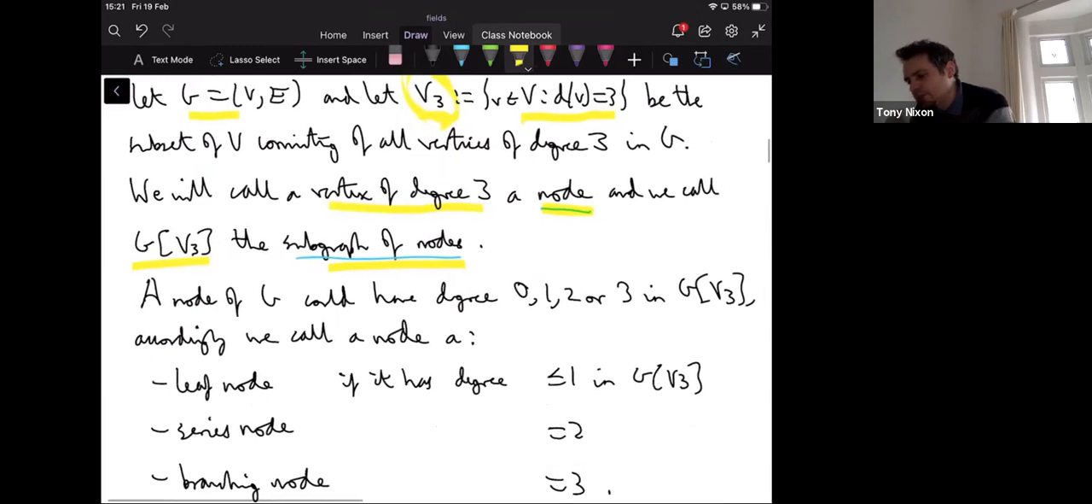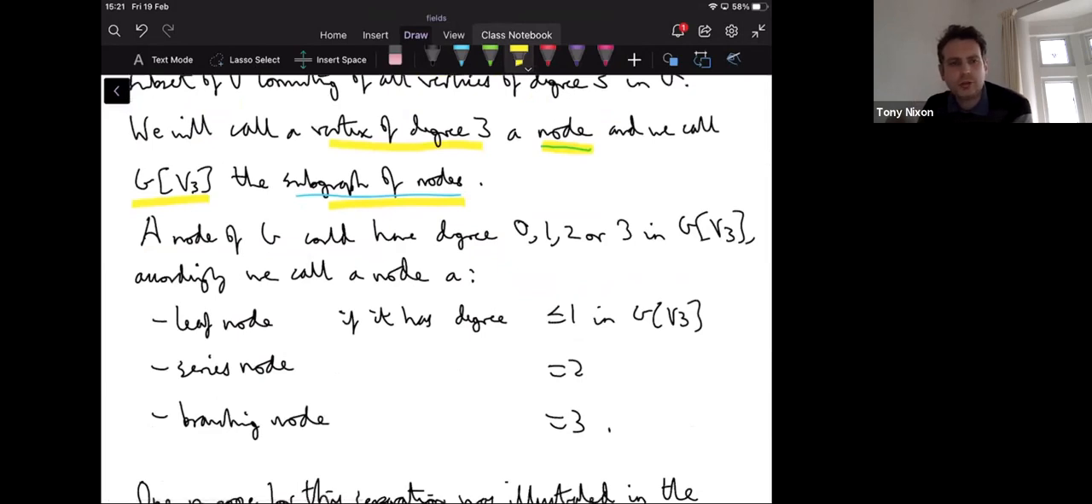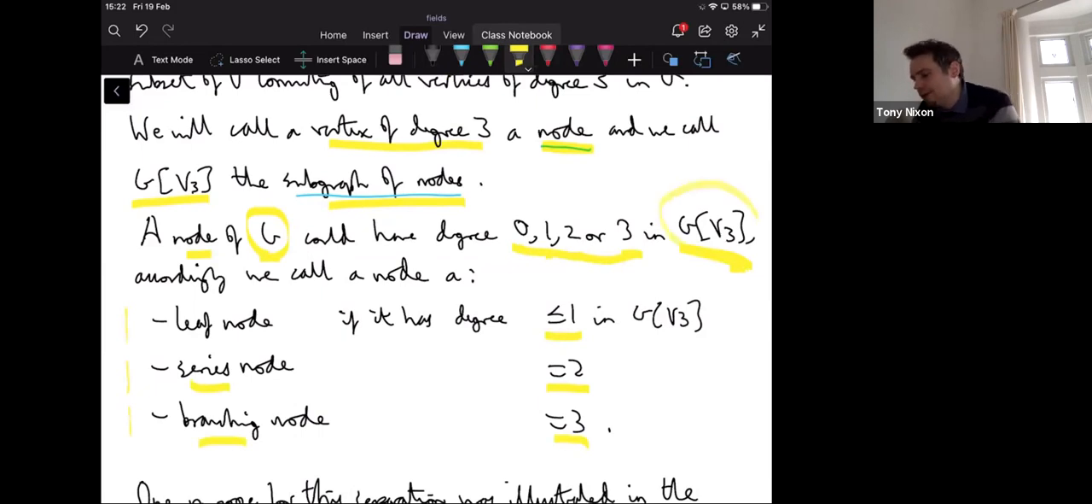And it's also going to be important, and this is motivated by the second example I drew above, that if you think about a node not as a vertex of G, but as a vertex in the subgraph of nodes, then it could have degree 0, 1, 2, or 3. It's got 3 neighbors in G, but how many of those neighbors have degree 3 gives the possible degrees of this node. And so we're going to split into various cases as we go. If the degree is at most 1, then it's a leaf node. If the degree is equal to 2, it's called a series node. And if it's equal to 3, it's called a branching node. So these are their degrees in this subgraph of nodes.